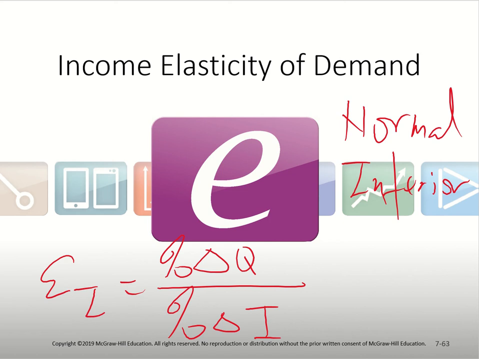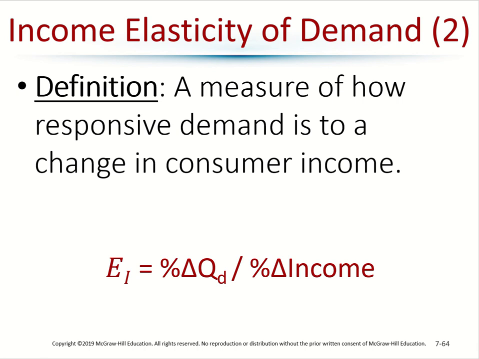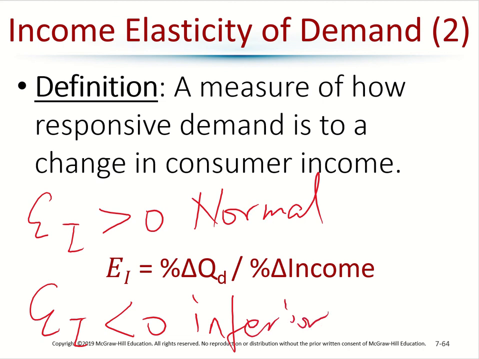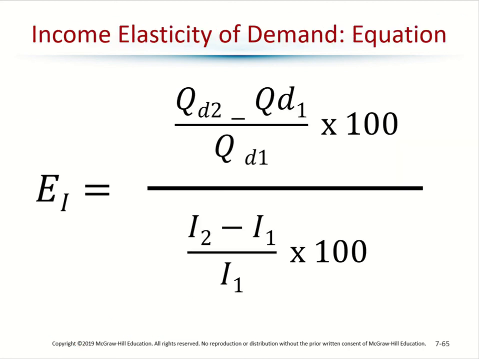Inferior good means when income goes up, you buy less. For this, elasticity measures how responsive demand is to a change in consumer income. If your income elasticity is positive, that's a normal good. If your income elasticity is negative, that's an inferior good. And this is the formula for it.